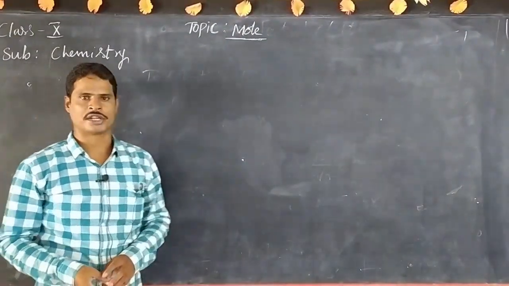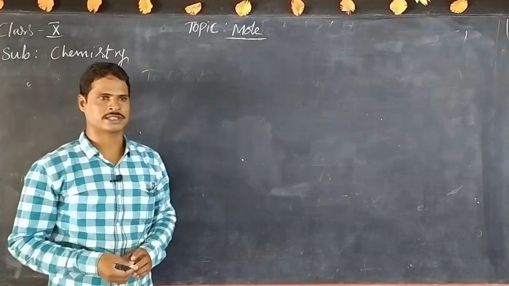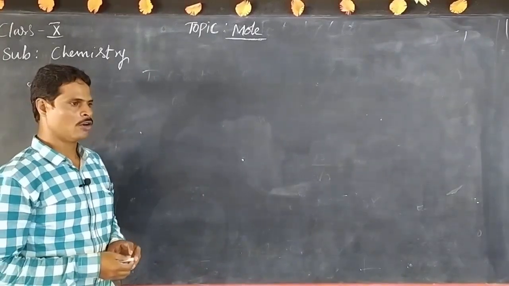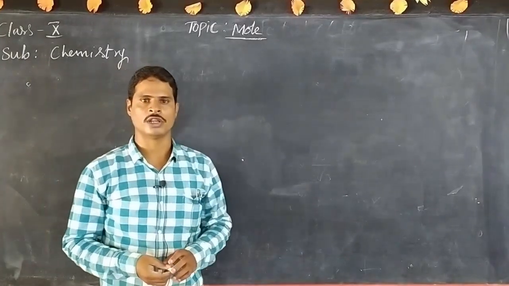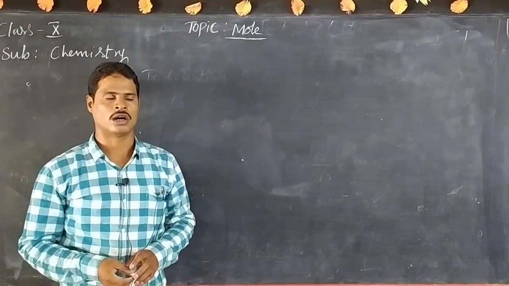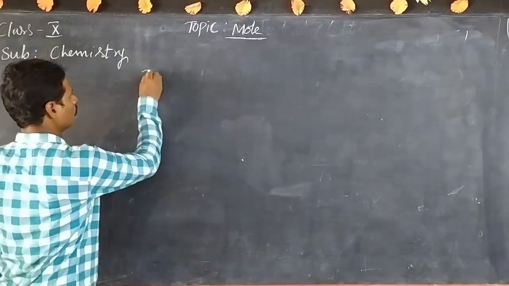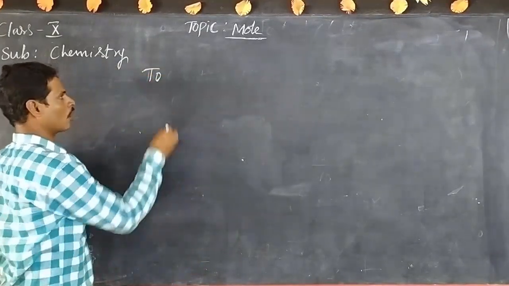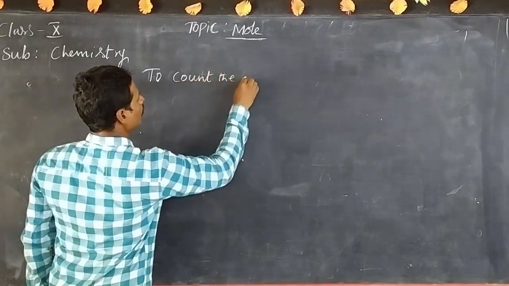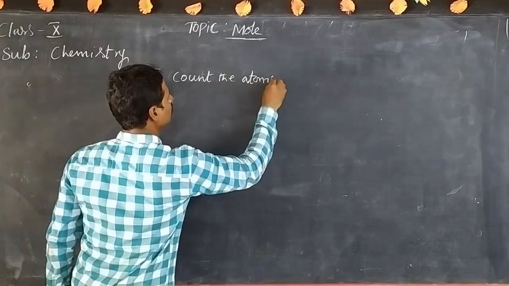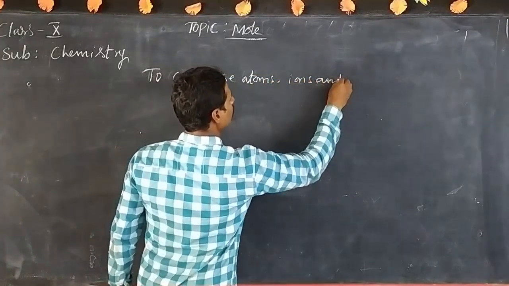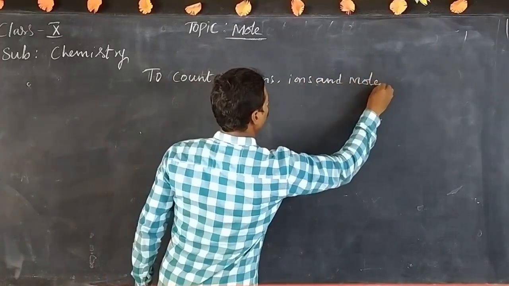Chemists use the term mole. For what purpose? Chemists use the mole concept to count atoms, molecules or ions. So what is the use of mole? To count the atoms, ions and molecules.